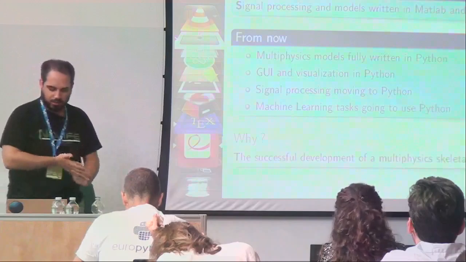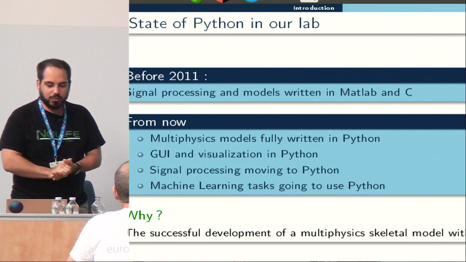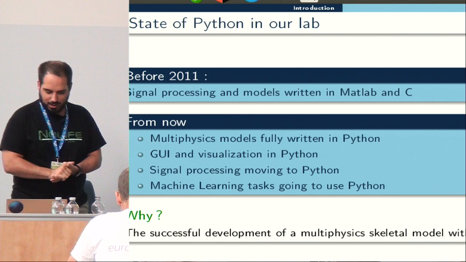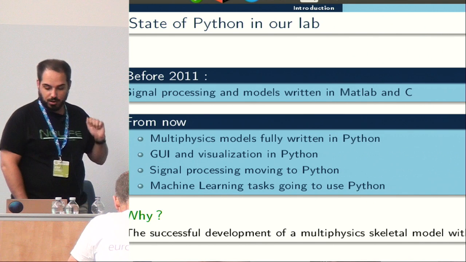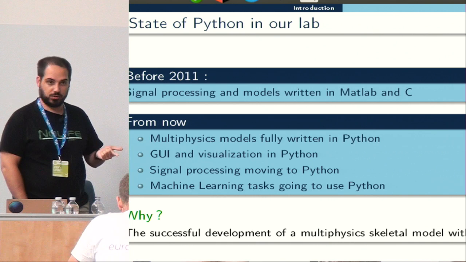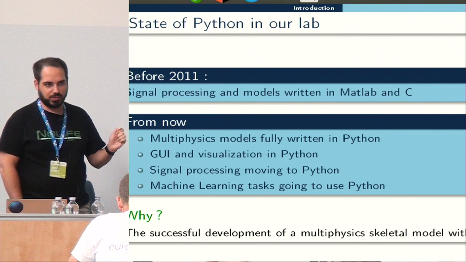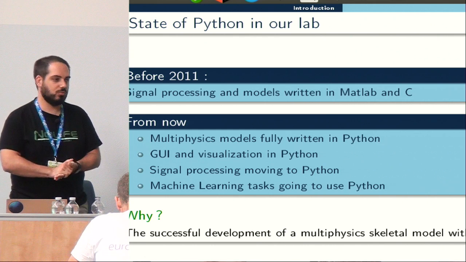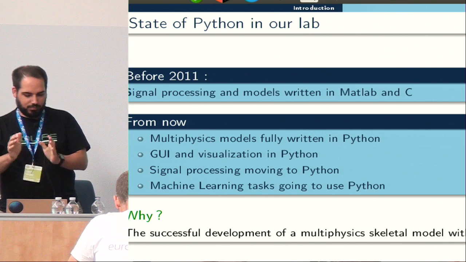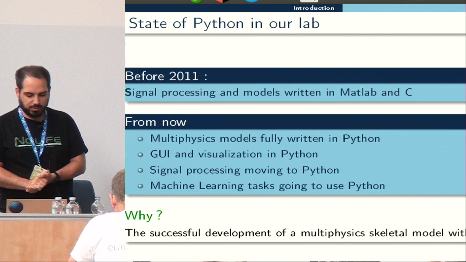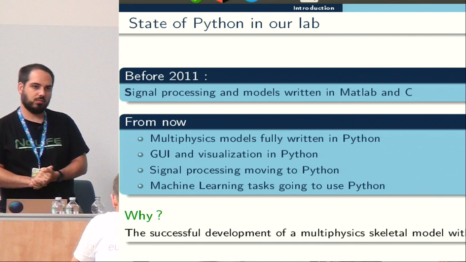In our lab, when I arrived in 2010-2011, they didn't know about Python. So I just said, okay, we'll do that from now for the models, and they trust me. And now, as you see, all our models are fully written in Python, our graphical interface and visualization tools are in Python too, and I even managed to get them to start moving signal processing things to Python. And when the question of doing machine learning arises, it's okay, we'll do Python. And why did I achieve that? Well, mainly because of the successful development of a multiphysics skeletal model, which was done within one PhD.